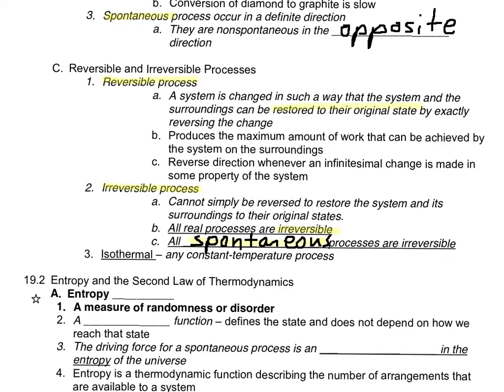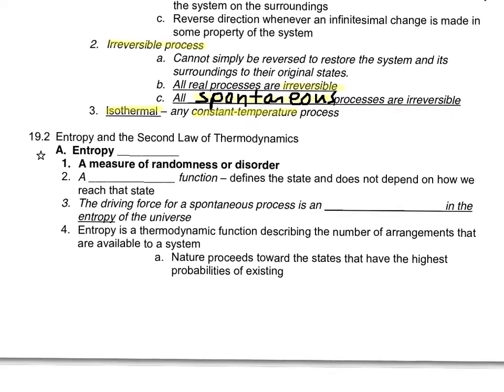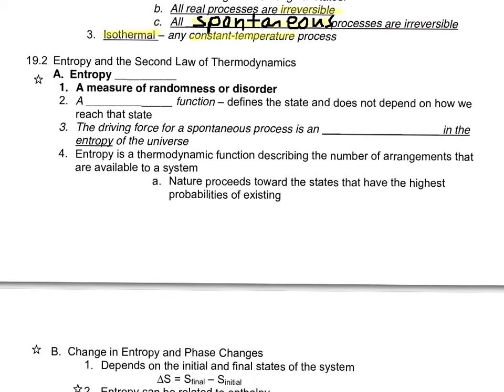And then a third term we need to know is isothermal. Isothermal is a term we may have seen in gas problems before. This is just any type of reaction that's occurring when there is a constant temperature. Next thing we're going to look at is the second law of thermodynamics. The second law of thermodynamics is all about entropy.